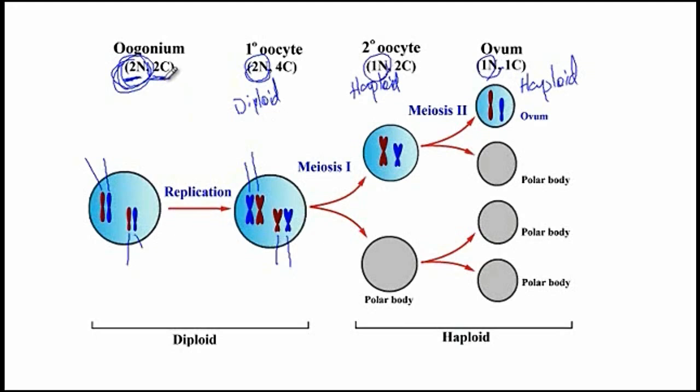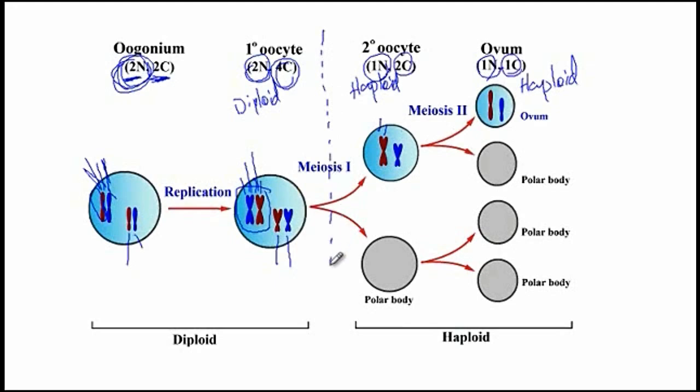Now C refers to the number of chromatids. So here, if you see, these two chromosomes combined have two chromatids, one here and then two. When it undergoes replication, these two chromosomes together now have 4 chromatids. So we have 4C. After the first division, they become 2 chromatids, and then after the second division, it becomes 1 chromatid.